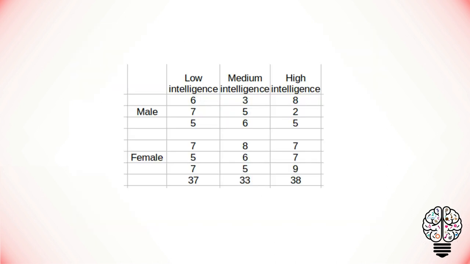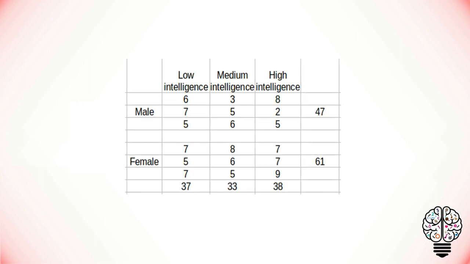3.89. With the given set of data, first we have to calculate the total for each column, that is with respect to the intelligence factor, and calculate our row total with respect to male and female. That gives us a score of 47 for male and 61 for female.